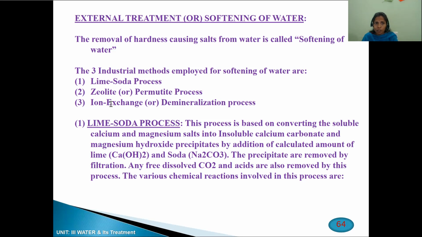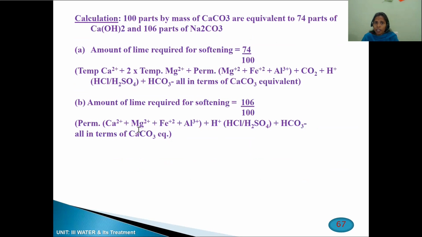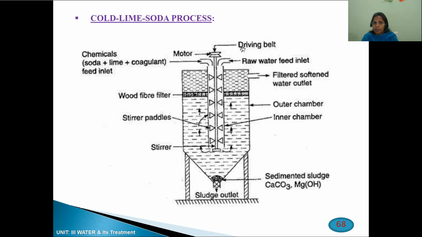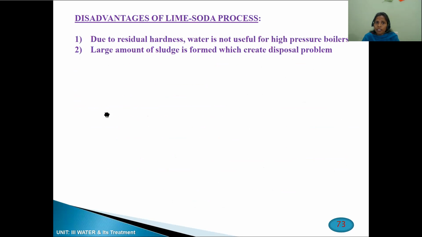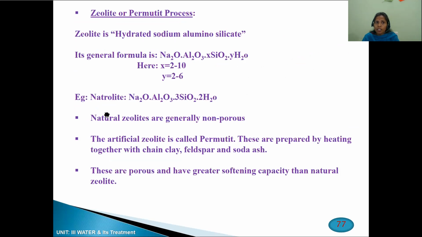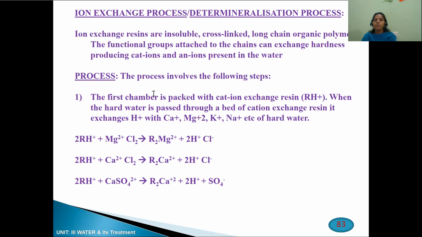Lime soda and zeolite are not part of our syllabus, but I will just show the diagrams of the lime soda process. In the lime soda process, we have two techniques. One is the cold lime soda process, and this is the diagram for it. The other is the hot lime soda process, and this is the diagram for it. The second technique is the zeolite or permutit process, which is also not part of our syllabus. So directly I am going to explain the ion exchange method.